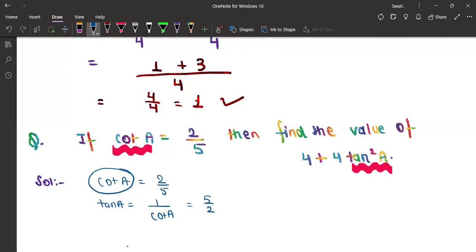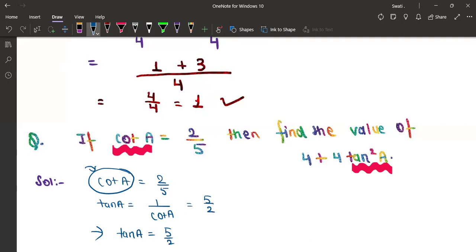Yes. See, if cot A is 2 by 5, of course the reciprocal of cot A, because cot A is written as 1 upon cot. And what is 1 upon cot A? Reciprocal of cot A. What is the value of cot A? 2 by 5. What is the reciprocal of 2 by 5? 5 by 2. And that's how we got the value of tan A, which is 5 by 2. Did you understand this? Yes.